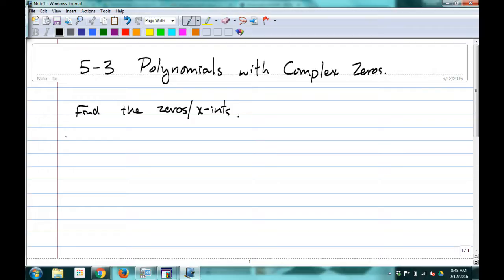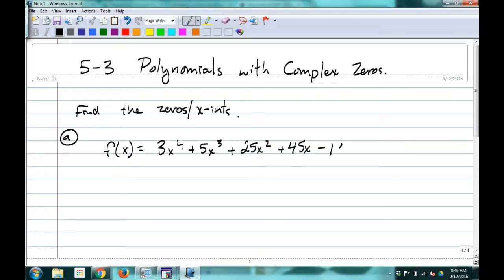Okay, so if we're dealing with a function 3x to the fourth power, 5x cubed, 25x squared, 45x, and a minus 18. We're going to find the zeros of that. We're going to do a lot of the same process that we did in section 5.2, which you can do your P over Q list.